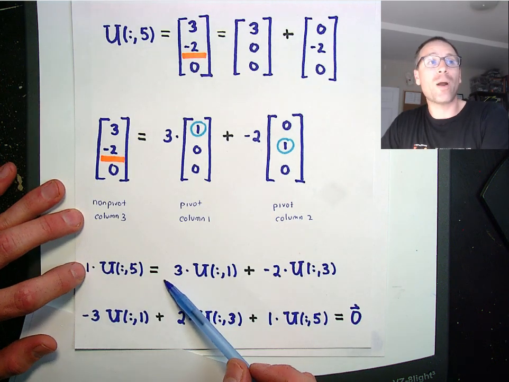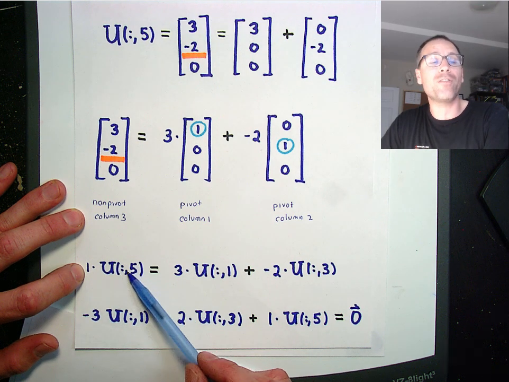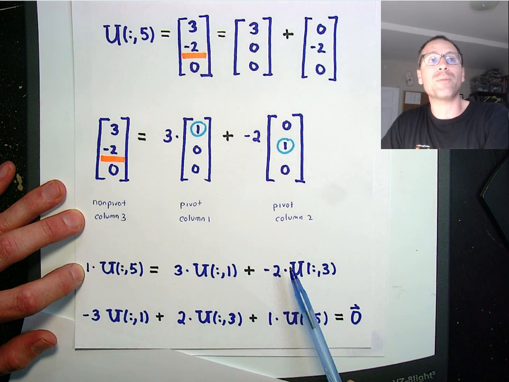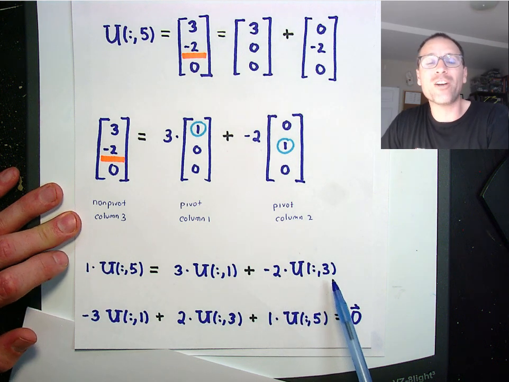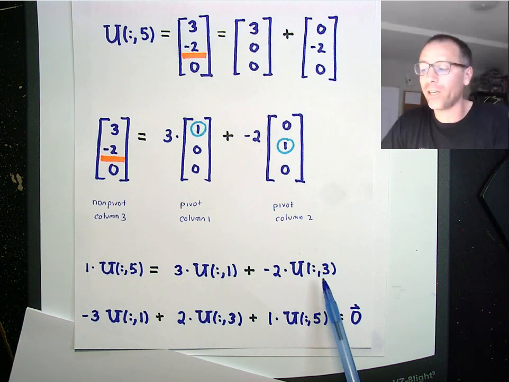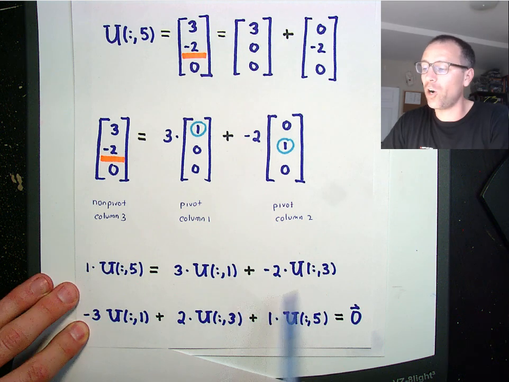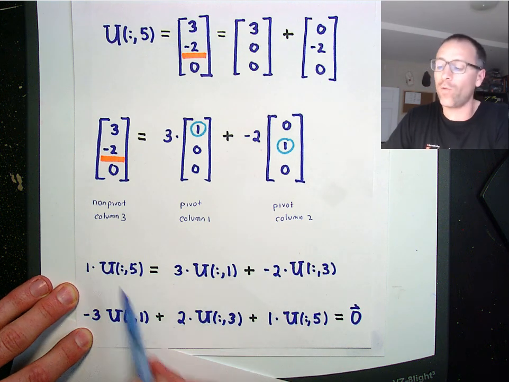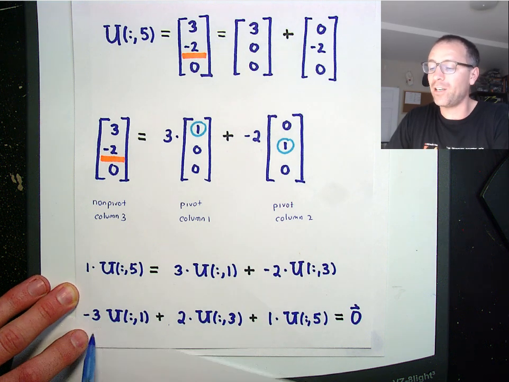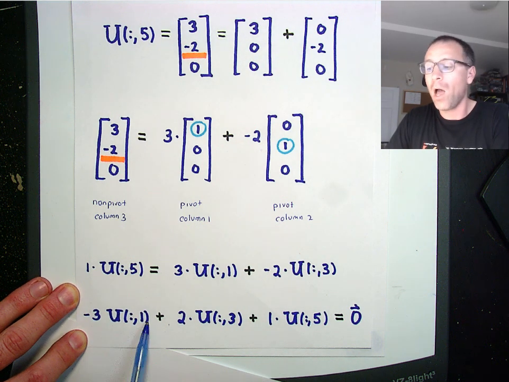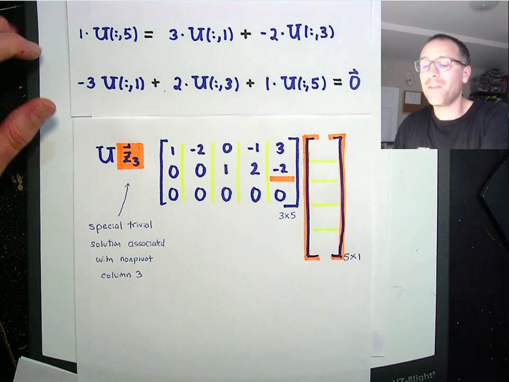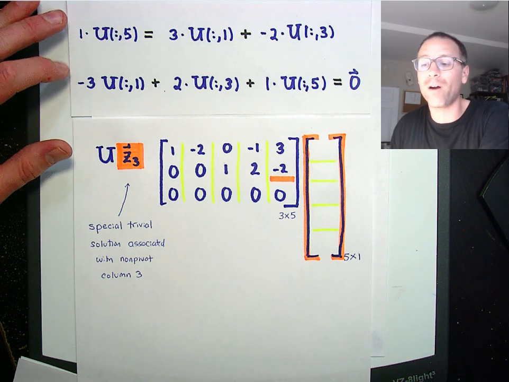This leads to the representation that 1 times the fifth column of my matrix is going to be 3 times the first column plus -2 times the third column. The whole point of this was to generate 0 solutions that get sent to 0 under my matrix. One of these sides we're going to set to 0. In this case, I'm going to bring the right-hand side over to the left. The positive turns to negative, the negative turns to positive, and I get -3 times column 1 plus 2 times column 3 plus 1 times column 5 gets sent to 0. This is the third time that we've seen this type of work.